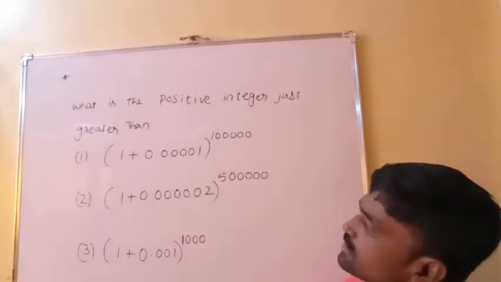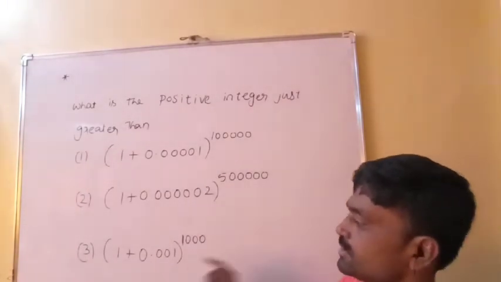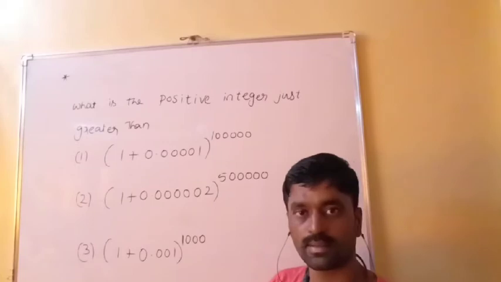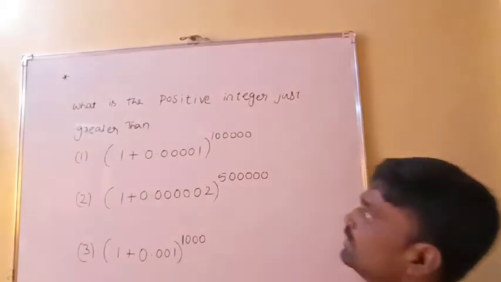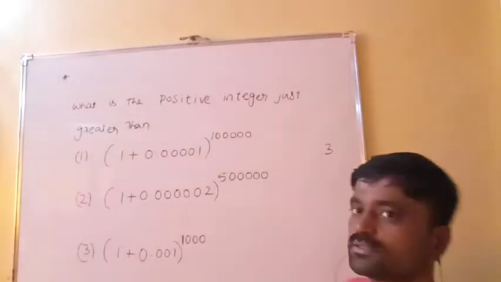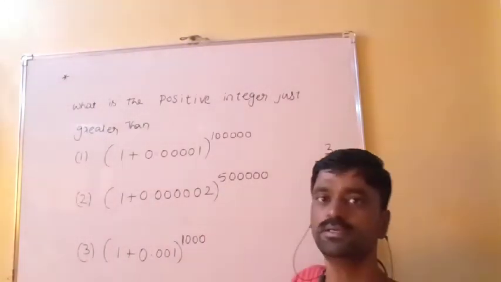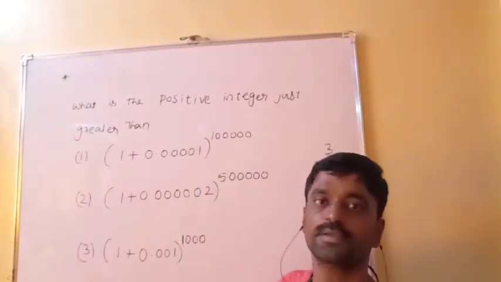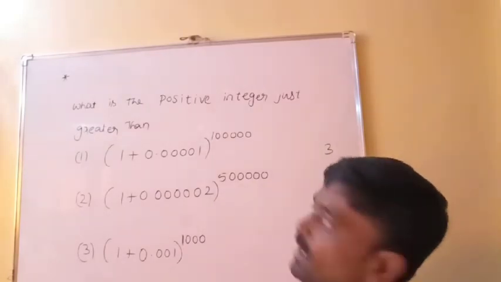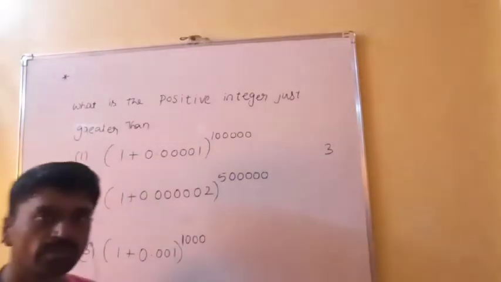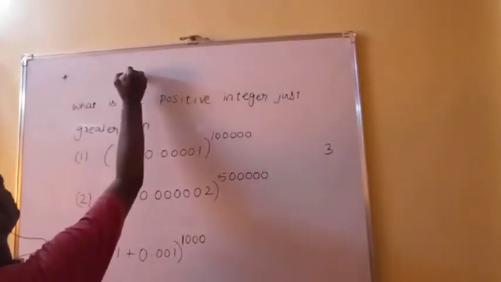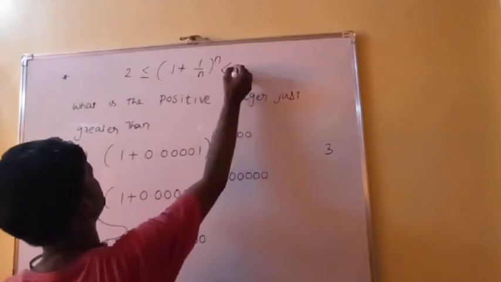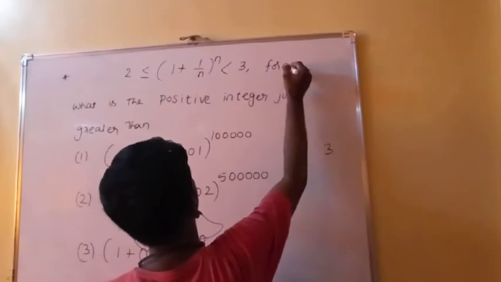So look at the next trick. What is the positive integer just greater than this number, next to this number, next to this number? For all these questions, the answer is the same, and that answer is 3. So the positive integer just greater than all of these three numbers is 3. See now, without expanding, without calculating that value, how can I say? We have one important result, and if you remember that result, you can say the answer is 3. So what is that result? The result is 2 ≤ (1 + 1/n)^n < 3 for all natural numbers n.